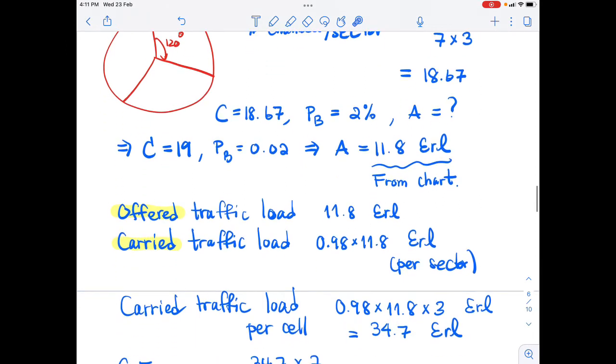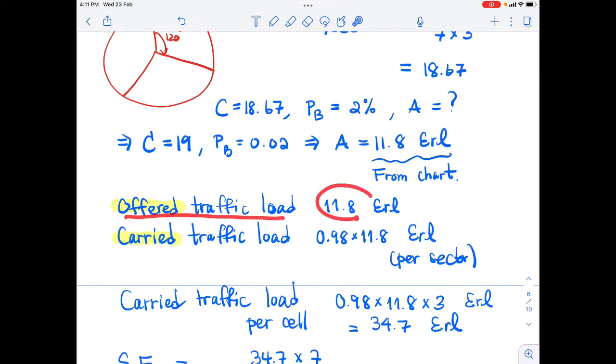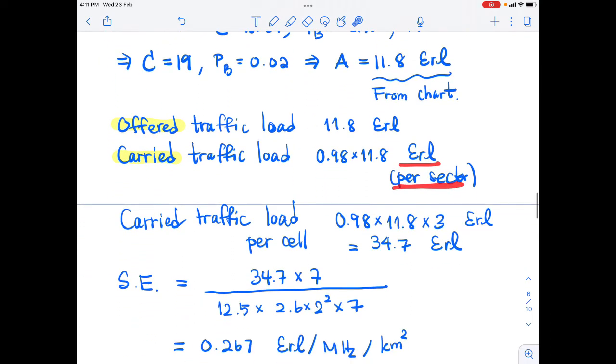This is per sector. So offered traffic intensity is this much, but what is being carried is going to be less because 2% are being blocked. Remember, where does the 2% come from? That's the probability of call blocking. So only 98% are being carried. So 0.98 multiplied by 11.8 Erlang. This is per sector. Now in terms of per cell, we take this number, and each cell has 3 sectors, so multiply by 3 and get 34.7 Erlang.